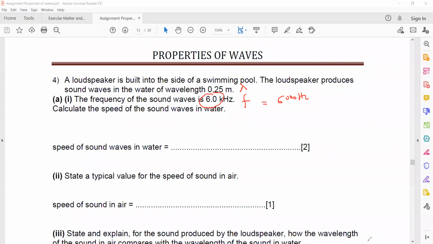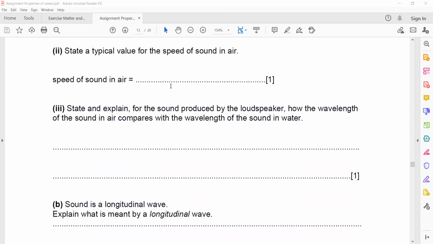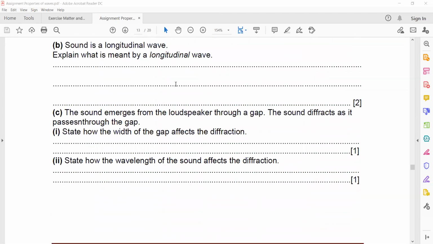Why is it not directly done? Look, you have the formula speed is equal to frequency multiplied by wavelength. But if you substitute frequency 6 and wavelength 0.25, you will get a wrong answer because the frequency is 6 kilo. So kilo stands for 1000, so actually it is 6000 hertz. So unit conversion is always important. Whenever you're solving a question, always check the unit conversion.